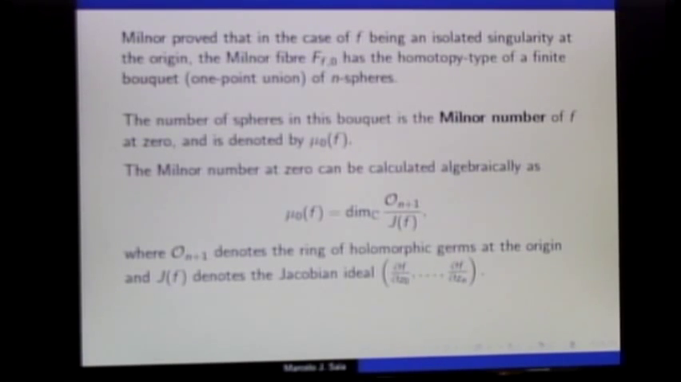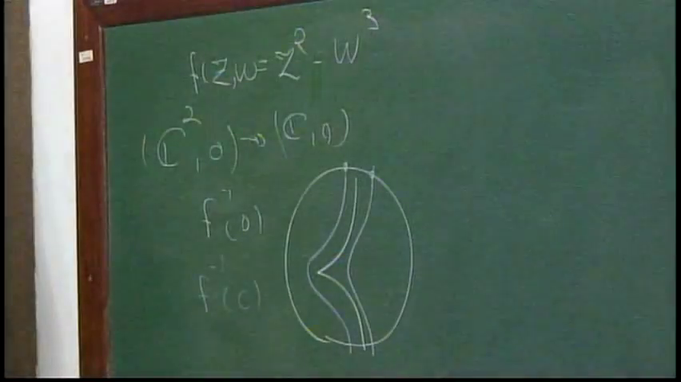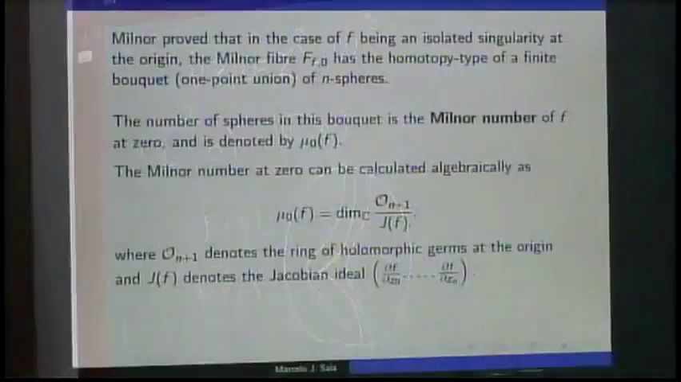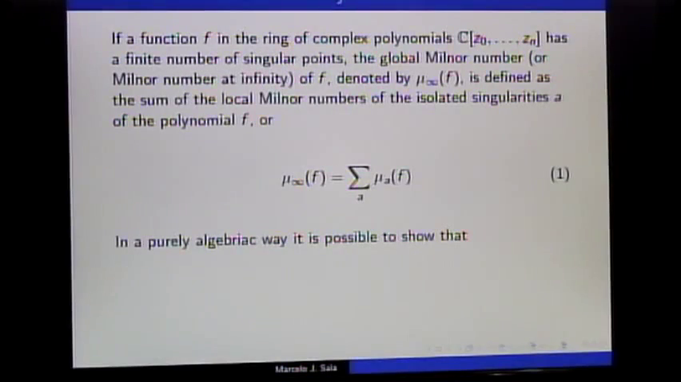But in an algebraic way, it is the complex dimension of this algebra: O_{n+1} is the ring of holomorphic germs at the origin, and JF is the Jacobian ideal, the ideal generated by the partial derivatives of the germ. So we forget about the geometry and go to algebra. And we also go from the local to the global.